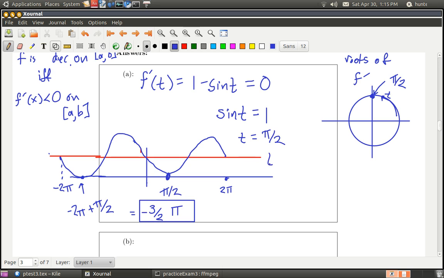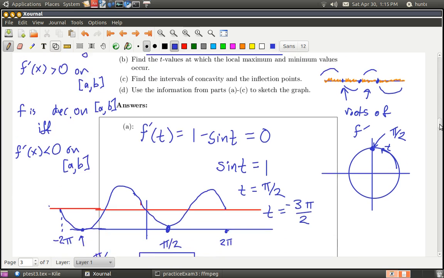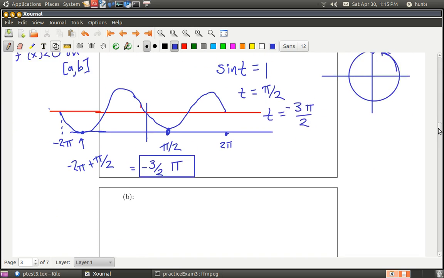So now what we found is that there are 2 solutions. One is t equals pi over 2. Another solution is t equals negative 3 pi over 2. All right, excellent. So what should we do with that information? Now we are supposed to be finding the intervals of increase and decrease. And I told you that we were going to find the roots of the derivative and then do some stuff. So now I'm going to deliver on that promise.